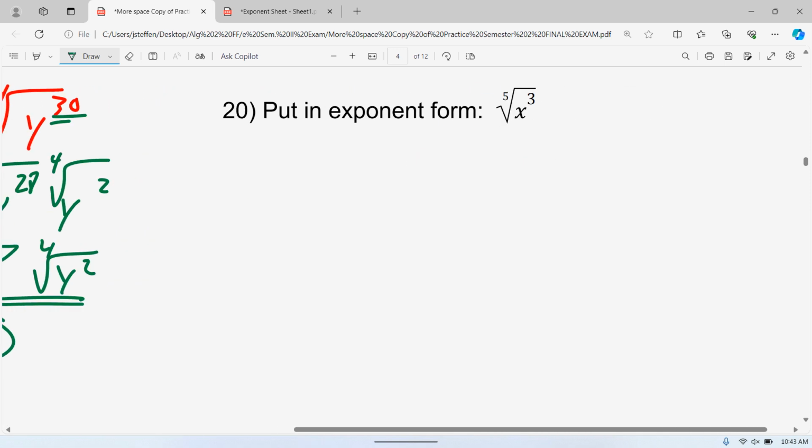In exponent form, being careful with this one, that is x raised to the 3 over 5. Again, don't make that harder than it is. I'm not saying it's super easy. There's a lot of things easy to confuse with it, but you can definitely study that and memorize it. So that is very helpful.